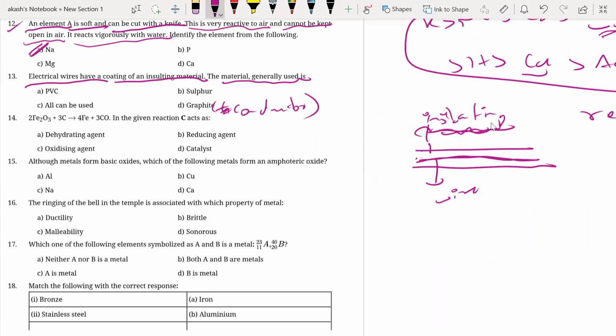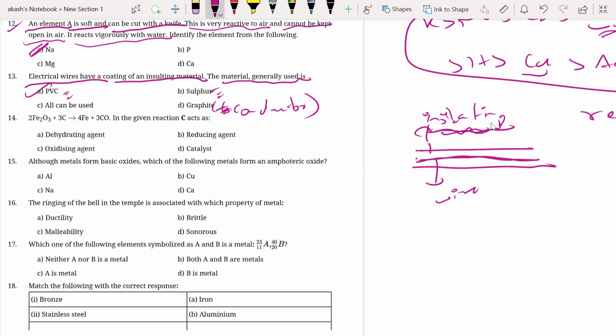Fine. Now obviously the answer can be either sulfur or PVC. What will be your guess? Is it PVC or sulfur? PVC. Yes, you must have seen it so many times in ads. PVC, polyvinyl chloride, is the full form. PVC is the one which is the insulating material in all the wires, not sulfur.